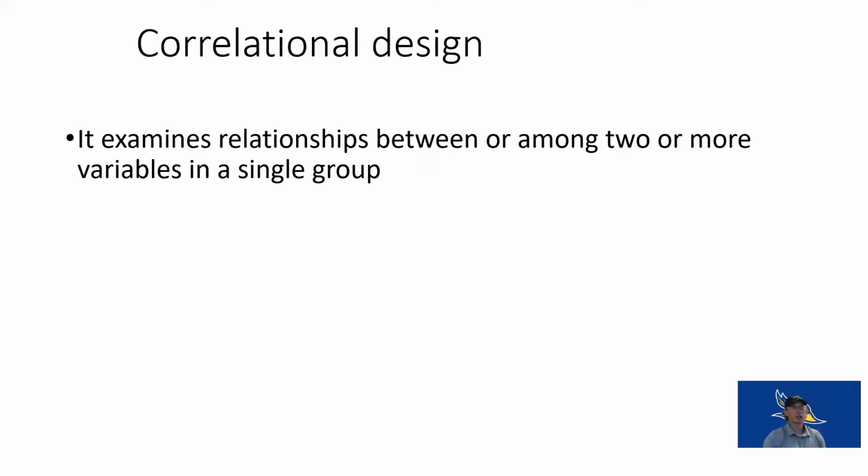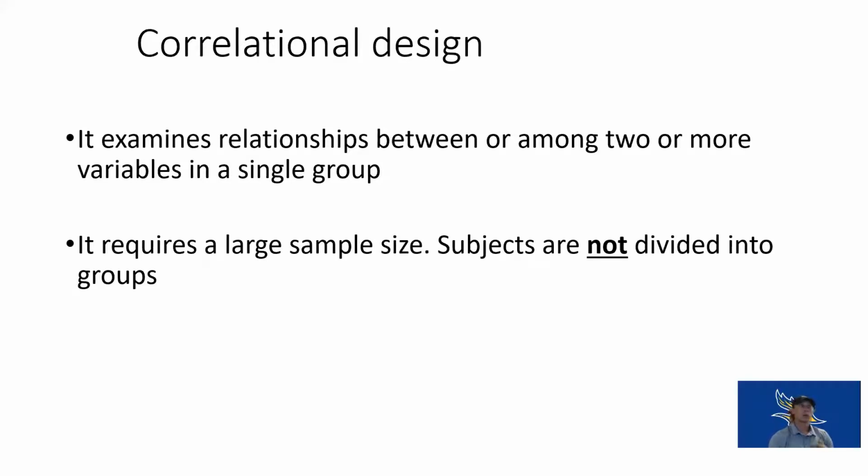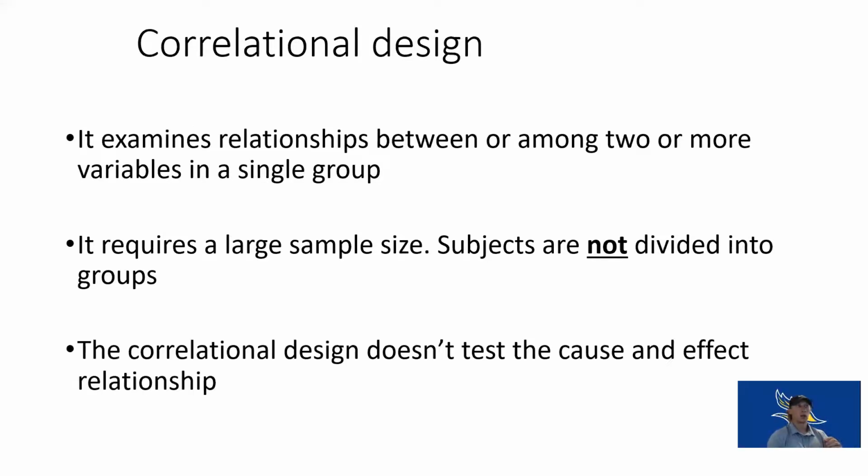With a correlation design, we're looking at the relationship between two variables within a single group. Okay, so we have a large sample and we don't divide our subjects. We use all of our subjects or our participants as one sample. Okay, and then we want to determine if there is a relationship between two or more measurements. So is height associated with weight? Is weight associated with physical activity per minutes per week?